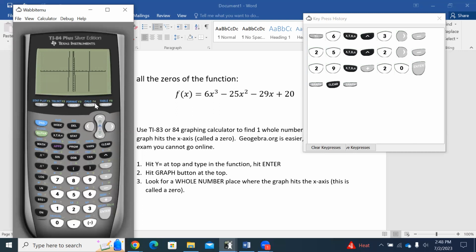Yeah, I guess it's not gonna. All right. Well, anyway, so it goes up, and it went down, and it went back up. So it hit the x-axis right there, and right there, and right here.